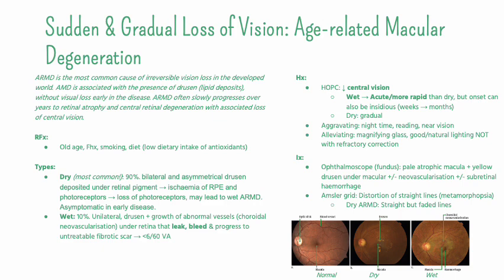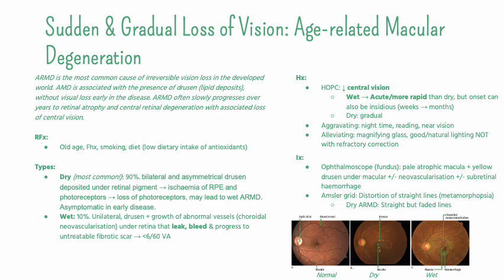Research has found that a Mediterranean diet that includes fruits, veggies, and fish is associated with a lower risk of ARMD. There are two main types of ARMD. There's dry, which is the most common type, in which there are bilateral and asymmetrical drusen deposits under the retinal pigment. This deposition of drusen can result in ischemia of the retinal pigment epithelium and photoreceptors. As a result of the loss of photoreceptors, this can actually also lead to wet ARMD, but it's often asymptomatic in early disease for dry ARMD.